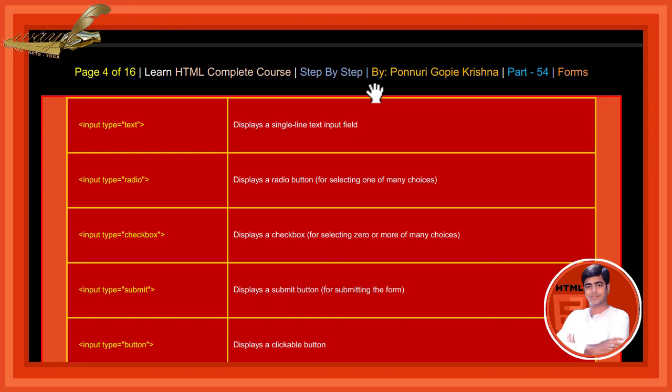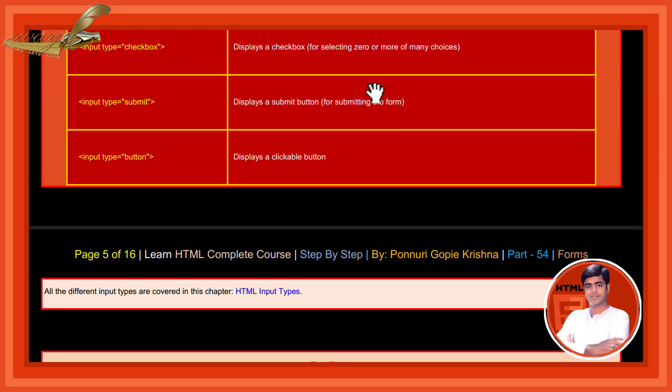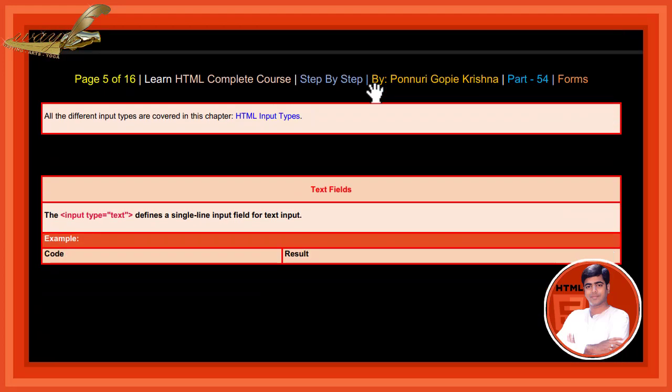Input type equals radio displays a radio button for selecting one of many choices. Input type equals checkbox displays a checkbox for selecting zero or more of many choices. Input type submit displays a submit button for submitting the form. Input type button displays a clickable button. All the different input types are covered in this chapter.